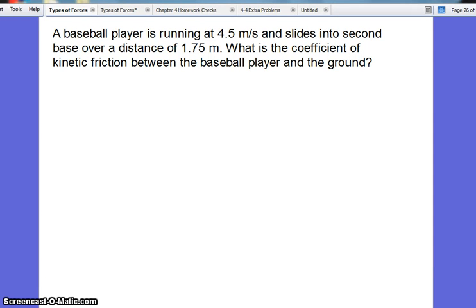In this problem, we have a baseball player who is running at 4.5 meters per second, and slides into second base over a distance of 1.75 meters. We're asked to find what is the coefficient of kinetic friction between the baseball player and the ground.